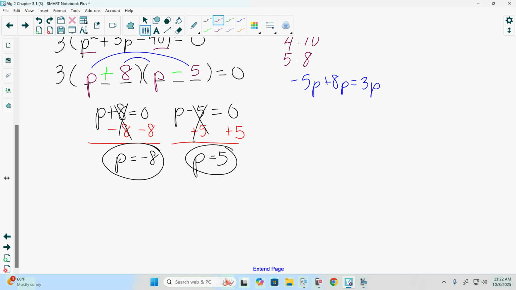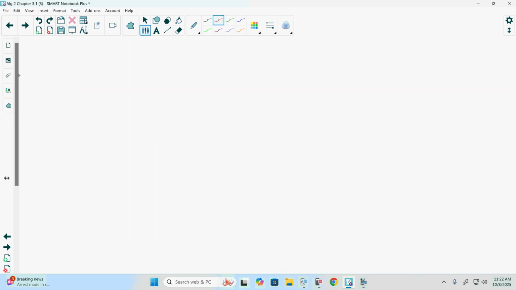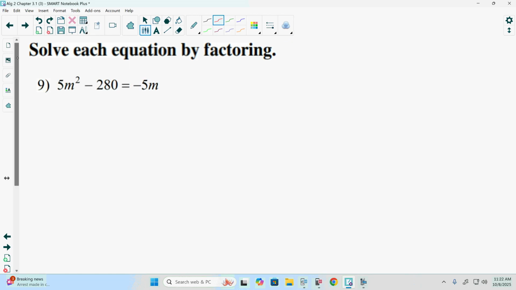Questions on this here? So even if they don't equal 0, the main thing we have to do is just get them to equal 0 by adding or subtracting our term from one side to the other. We just got to move it all to the same side.